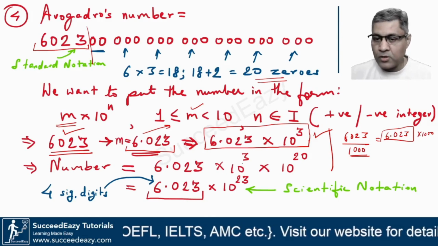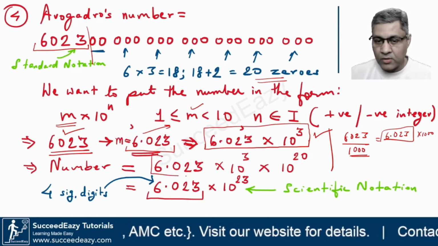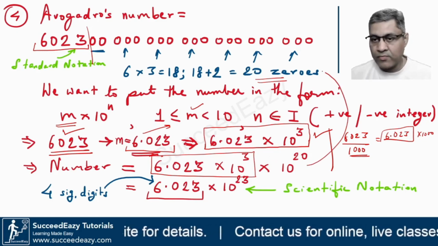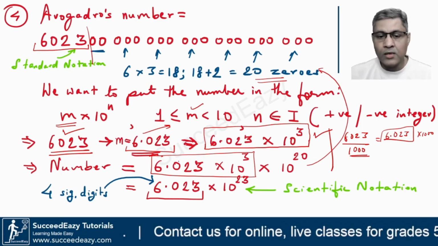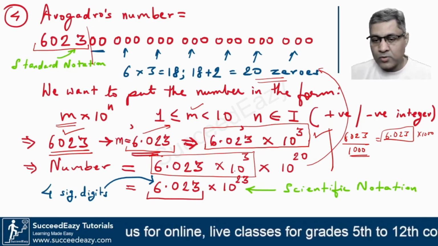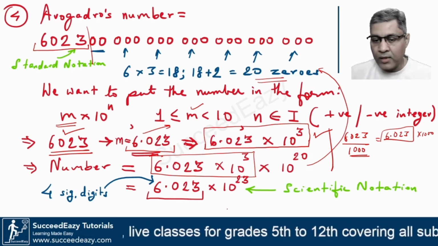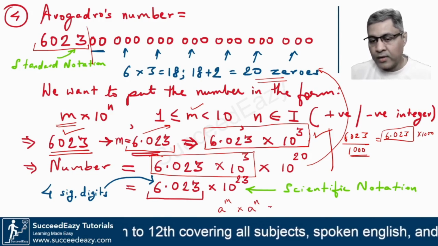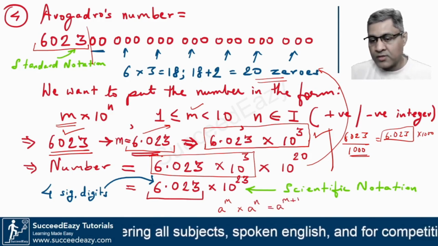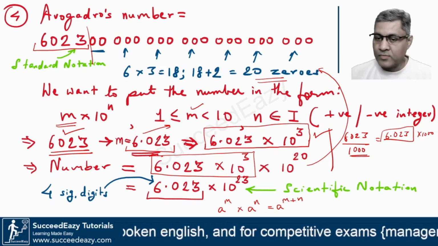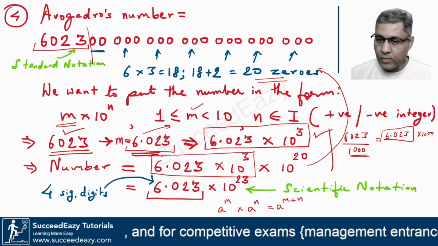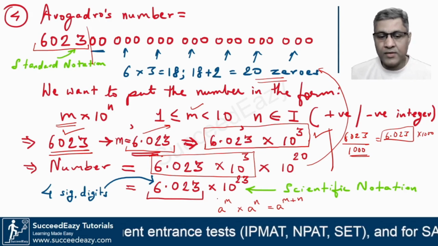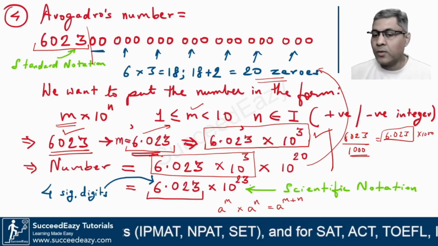So the number is 6.023 into 10 to the power 3. We took this number as it is, multiplied that by 10 to the power 20, and this is coming from here, total 20 zeros. Okay, so what do we get? We get 6.023 into 10 to the power 23. Why? Because the rule of indices says a to the power m into a to the power n will be equal to a to the power m plus n, right? So therefore the indices get added when it's a case of multiplication, the base being the same. So the final answer is 6.023 into 10 to the power 23.